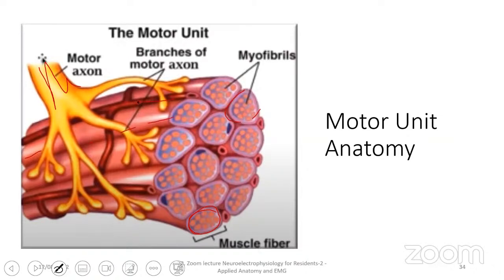And what is the important point in a motor unit is that the branches of the motor axon go to different muscle fibers, and they are not at the same place. So it may be having here, it may be having here, it may be having here. They are not continuous. They innervate at many places at random.